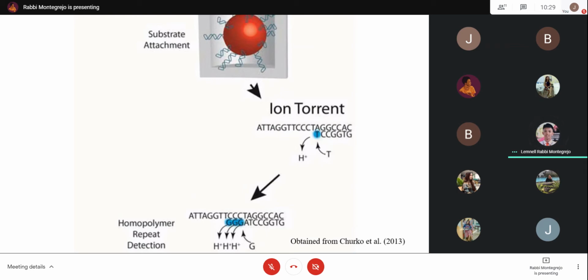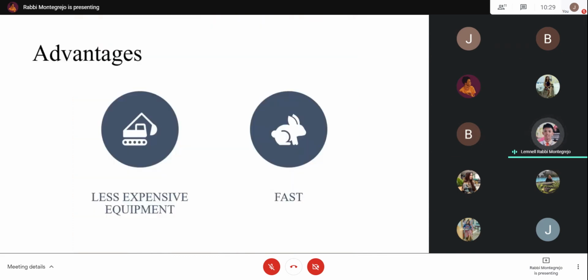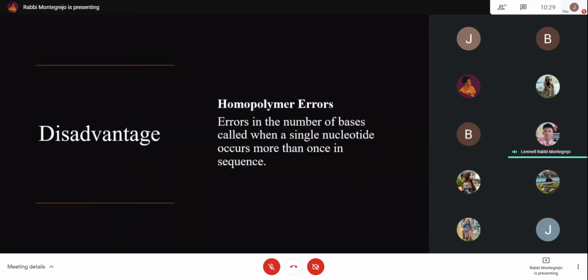So that is its process, detection of hydrogen ions. Now, the advantage of this method is that its equipment is less expensive, or at least least expensive compared to the first method, but still quite expensive, around $350,000. And it is also fast.